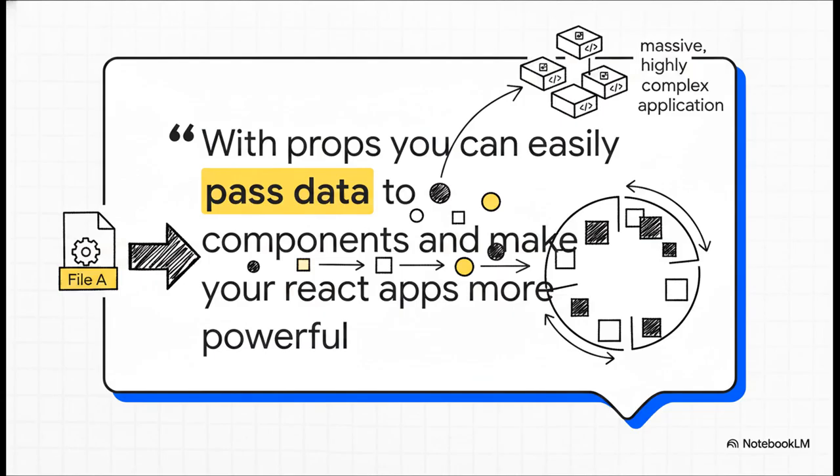To sum this whole shebang up, our source material leaves us with this pretty perfect quote. With props, you can easily pass data to components and make your React apps more powerful. And honestly, that is exactly what I want you to take away from this explainer today. This incredibly simple concept, just passing a JavaScript object from file A to file B, is the foundational building block that allows software engineers to build massive, highly complex applications without losing their minds constantly writing repetitive code.